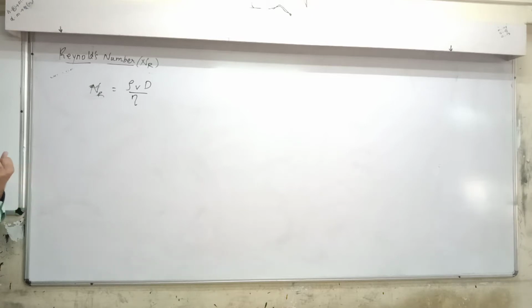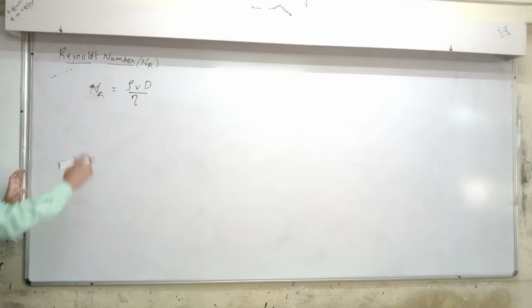It is actually a ratio of stress and strain for a flowing fluid. But like I said, I am not going to worry about it too much. I am not going to discuss it because it's not at all important for any exam. So N_R is rho V D by eta.